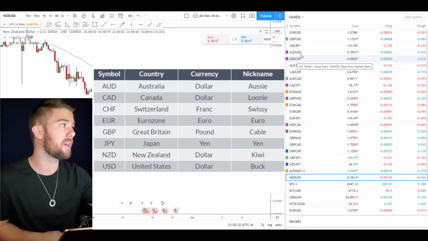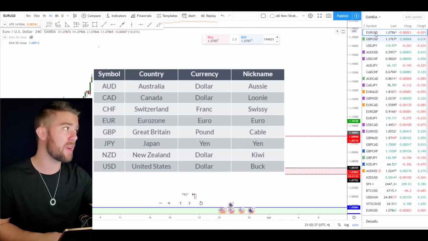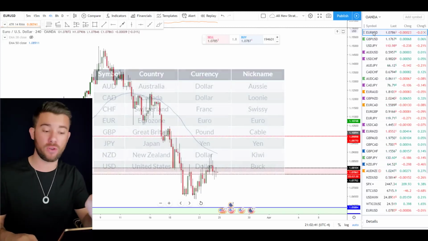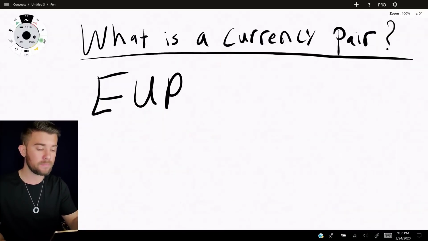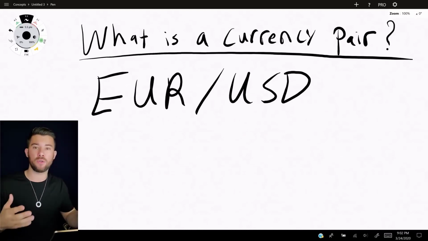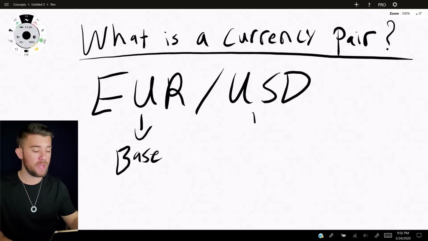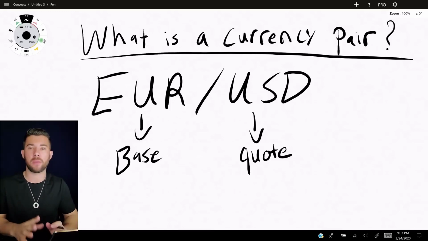So in the case of the euro dollar, let's say, this is a currency pair that we can trade. It's actually the most popular currency pair in the Forex market. And the euro dollar, if we write it out here, consists of 2 currencies, right? These 2 currencies are called the base currency and the quote currency. Now, don't let this sound too confusing. There's nothing confusing about a currency pair.